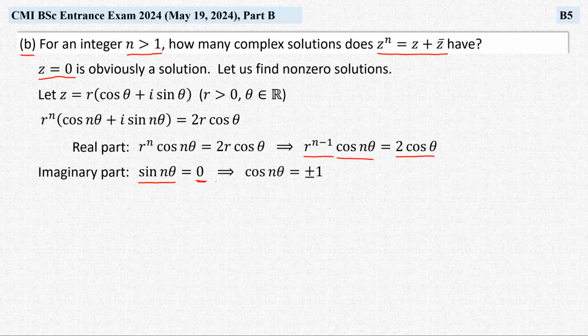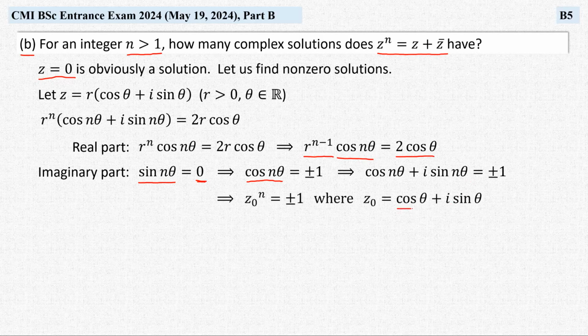Sine n theta equals 0 gives cosine n theta equals plus minus 1. And these two give cosine n theta plus i sine n theta equals plus minus 1. Therefore, writing cosine theta plus i sine theta as z0, we have the relation z0 to the nth power equals plus minus 1. Also, this allows us to determine the sign of cosine theta.